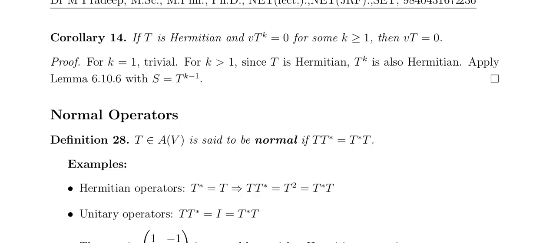So if T is Hermitian and Vt star equal to 0, then for some k greater than or equal to 1, Vt equal to 0. For k equal to 1, this is obviously true, that is Vt equal to 0. For k greater than 1, since T is Hermitian, T power k is also Hermitian. So when you apply the previous law, that is S equal to T power k minus 1, then we get the result, that is Vt equal to 0. Okay.